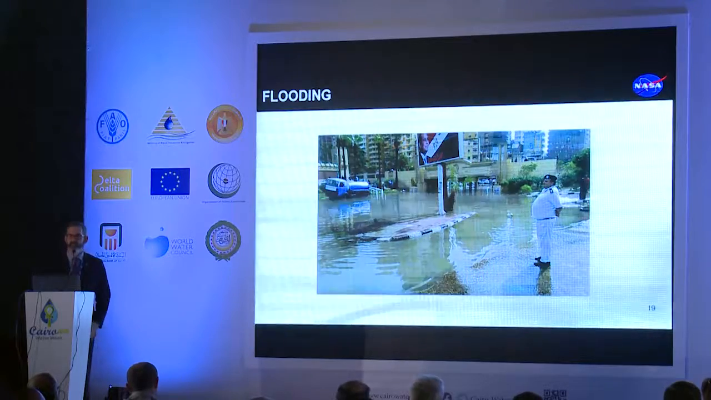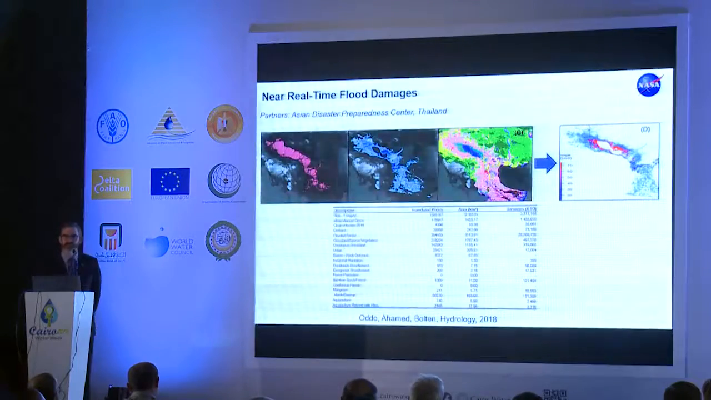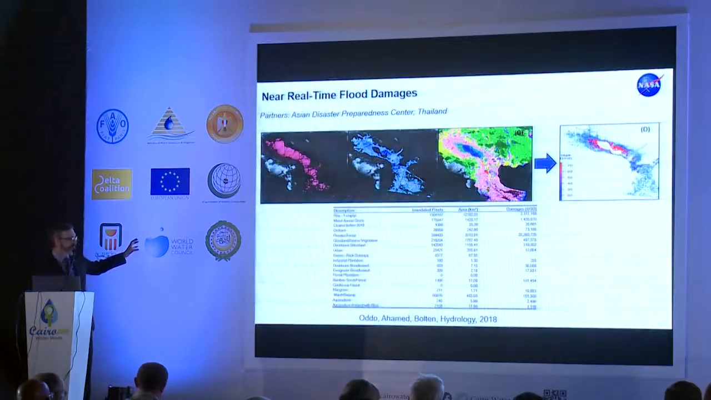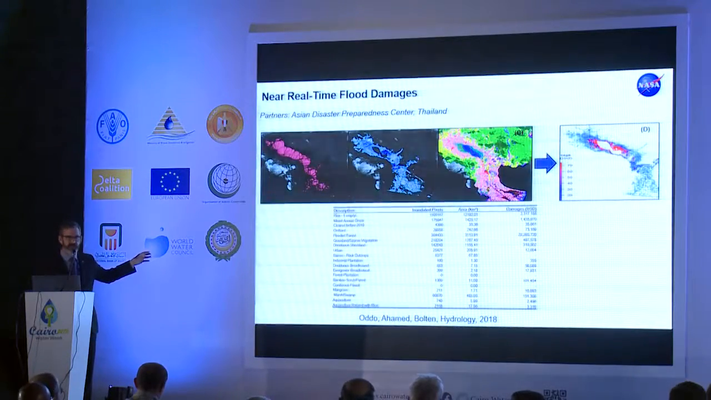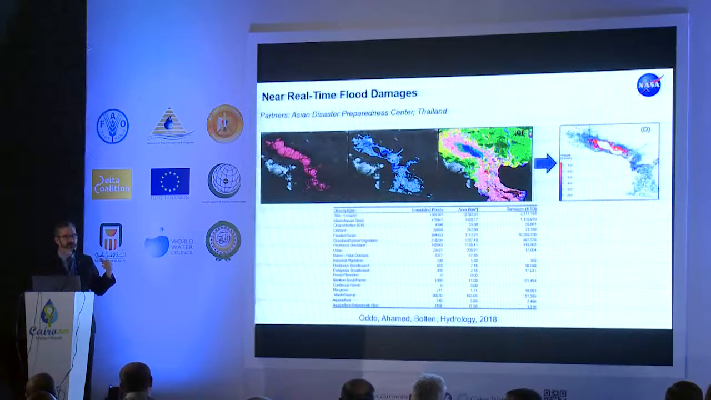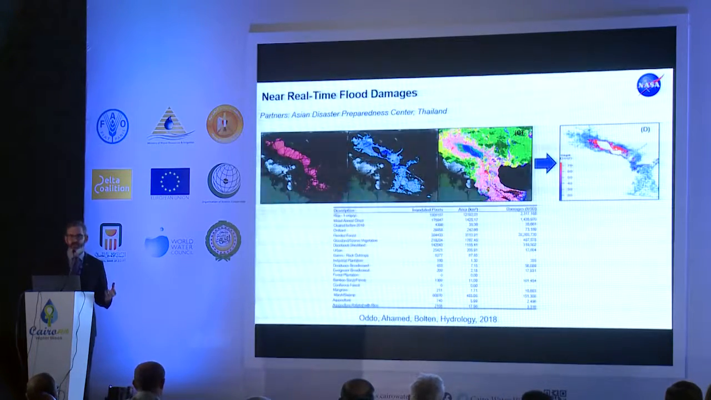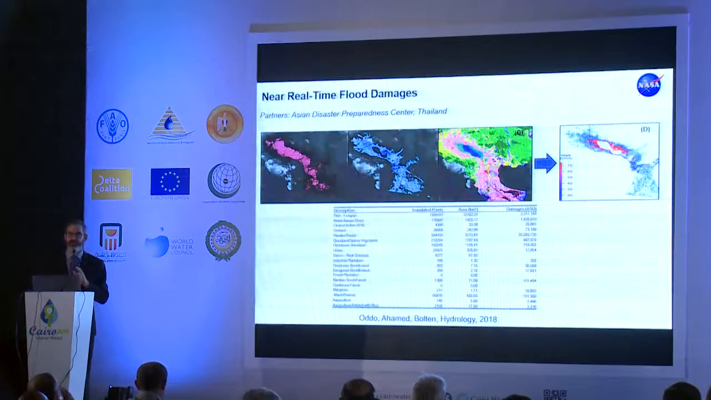The NASA Applied Sciences program is also working with agencies to help them monitor and forecast flooding events. What you see here is that we're working with the Asian Disaster Preparedness Center in Thailand, and we're able to map flooded regions. But not only can we tell where your feet may get wet from flooding, but also integrate that with socioeconomic data: the population, where the schools, the hospitals, the roads are.